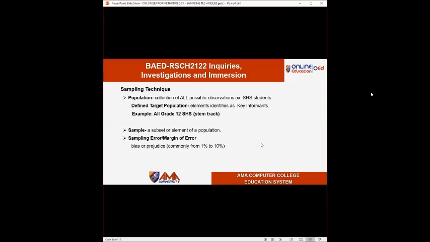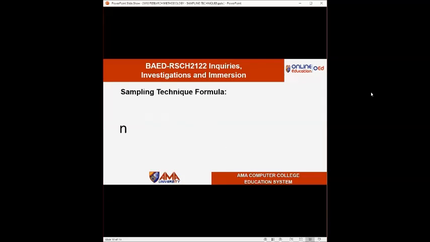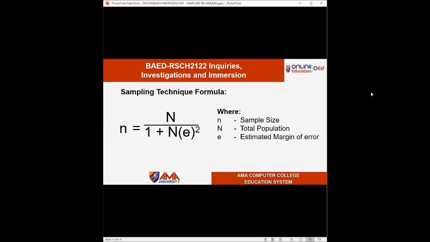So, tingnan natin yung kanyang formula. So, ang formula niya ay n equal to capital N divided by 1 plus N, tapos yung margin of error, then the power of 2. So, kung titignan, where n is equal to the sample size, and N is the total population, and e is the estimated margin of error. Ngayon, ilagay natin siya sa example. So, ito yung formula. Nandito yung mga ibig sabihin nila.